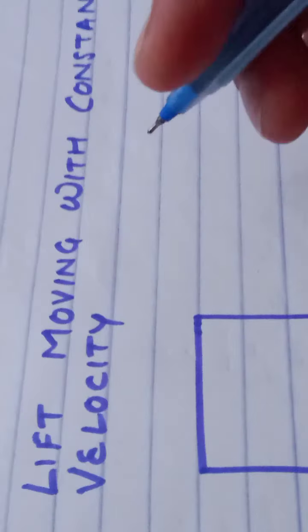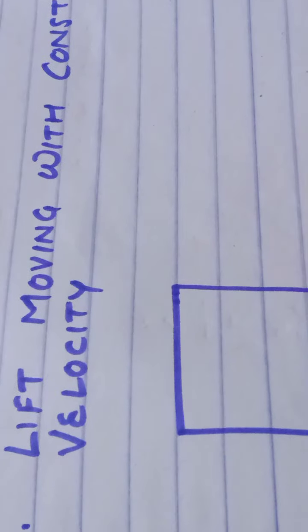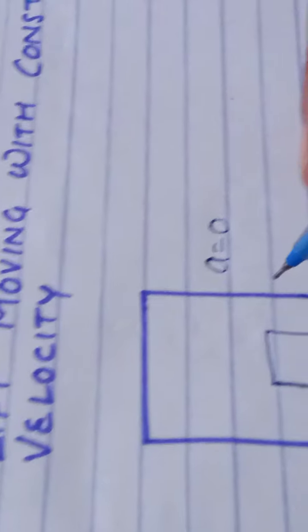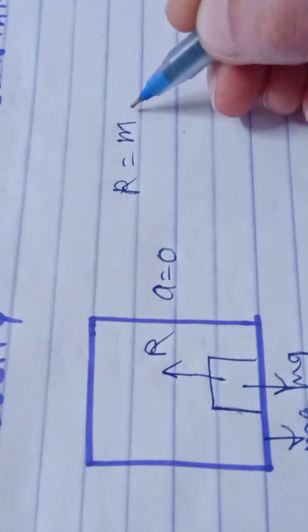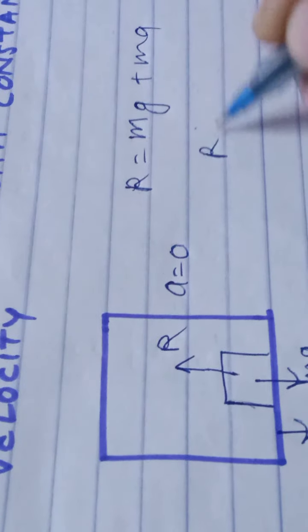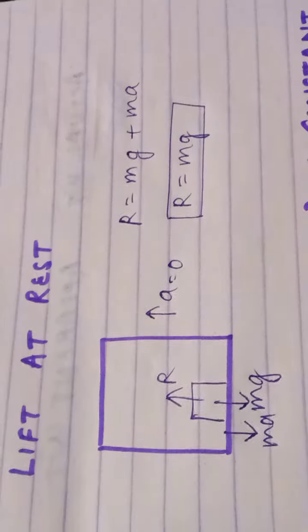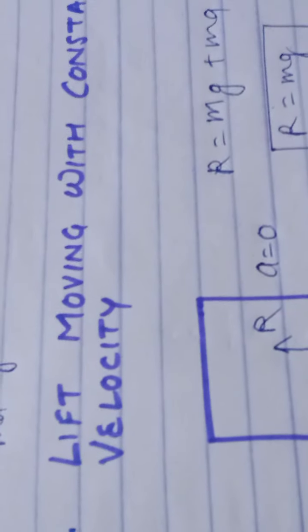In the second condition, the lift is moving with constant velocity. When the velocity is constant, acceleration is 0. So R is equal to mg plus ma, R is equal to mg. In both conditions, lift at rest and lift moving with constant velocity, R is equal to mg.